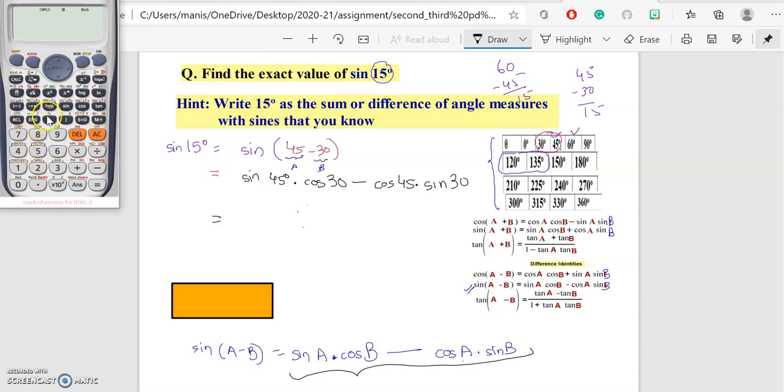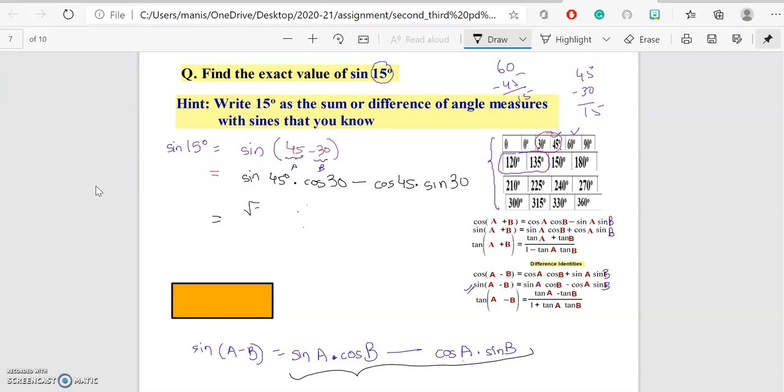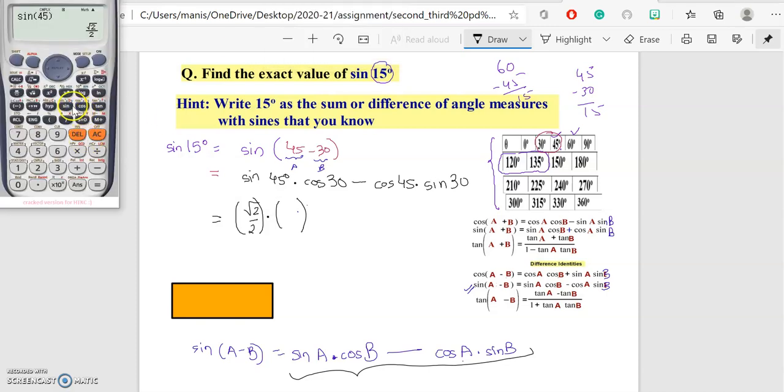So I will take my calculator over here and I'll write sine 45. So what is sine 45? Sine 45 is radical 2 over 2. So I'll write my value of sine 45, that's your radical 2 over 2. Now I will find my value of what? Cosine of 30. So this is my cosine and that's my 30 degrees. Radical 3 over 2.